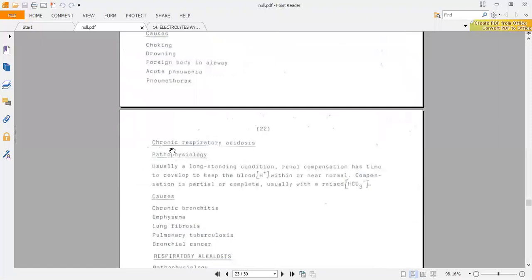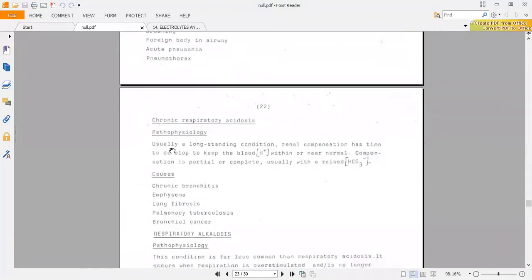And we have the chronic type. In the chronic type, all the diseases of the lungs can cause respiratory acidosis, such as COPD. For COPD, you are retaining a lot of carbon dioxide in your system. Also someone with tuberculosis, and bronchial cancers as well.